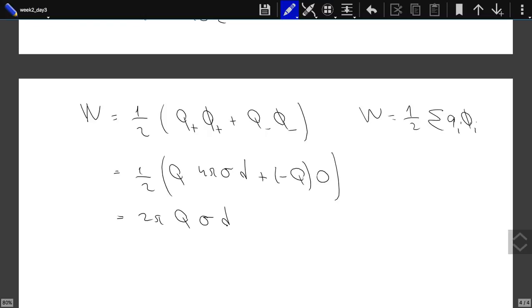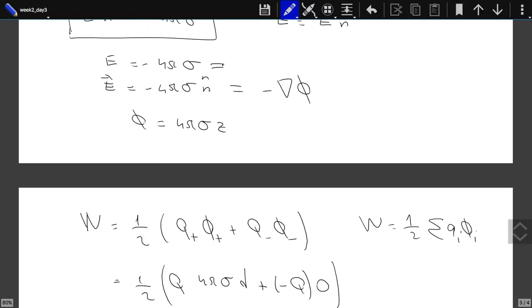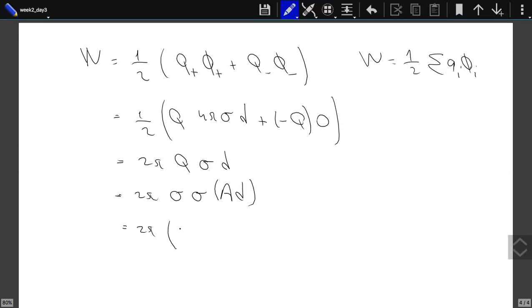Now let's convert these in terms of the electric field. First of all, instead of q, I can write sigma times area times d. Well, sigma, if you go back here, is nothing but minus E over 4 pi. So we can relate the surface charge density to the electric field. 2 pi times minus E over 4 pi squared. Well, A times d is nothing but the volume where the electric field is non-zero.